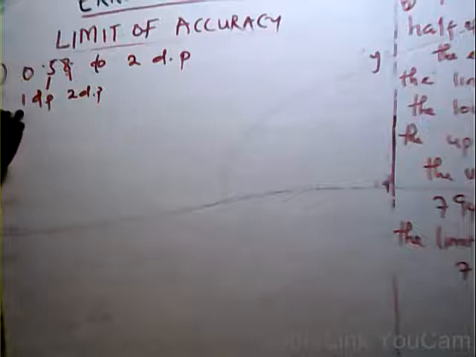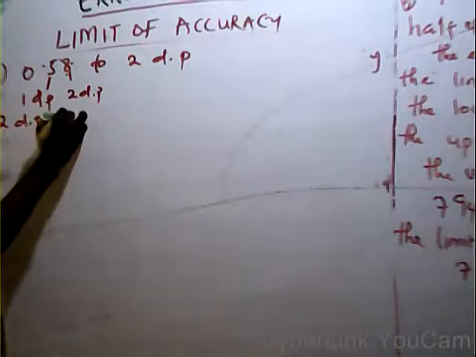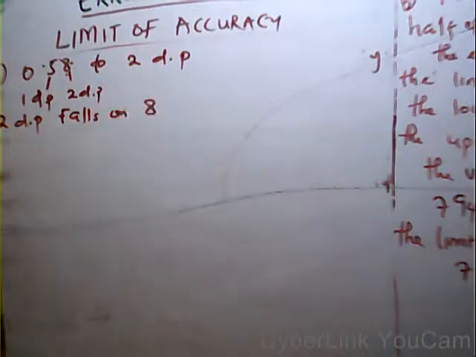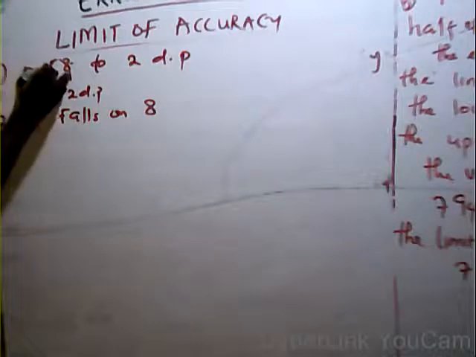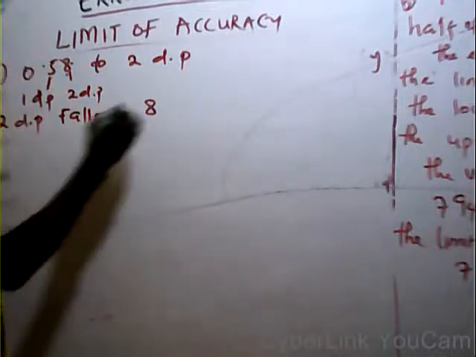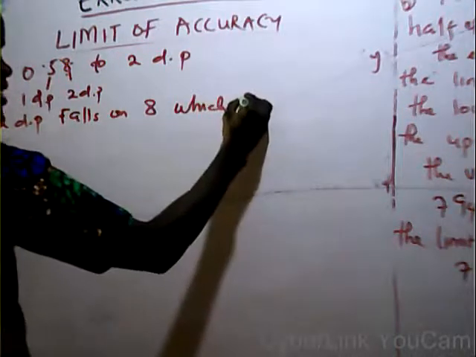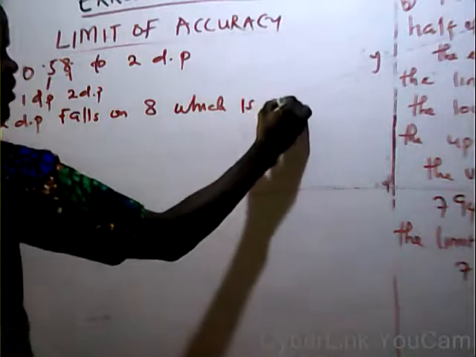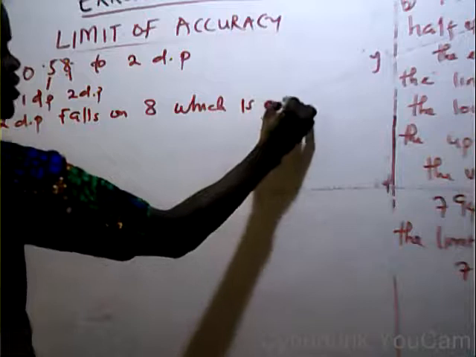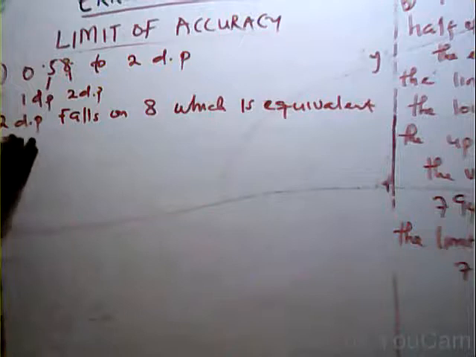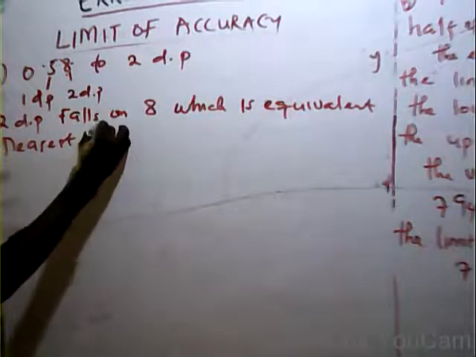Let me write it clear. So 2 decimal places fall on what? On 8, right? So that 8, if you look at it, we have a 10th here. So which is the 100? Which is equivalent to nearest what? Nearest hundredth.